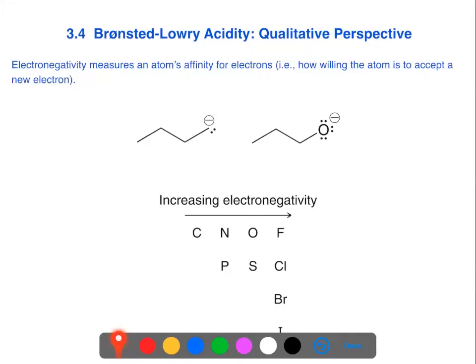So if this oxygen is better able to accept, or more willing to accept, that additional electron, it's more stable than the corresponding alkanide. If this is the more stable conjugate base, then we know that the corresponding acid, that is 1-propanol, will be the stronger acid relative to butane, which was the other example.